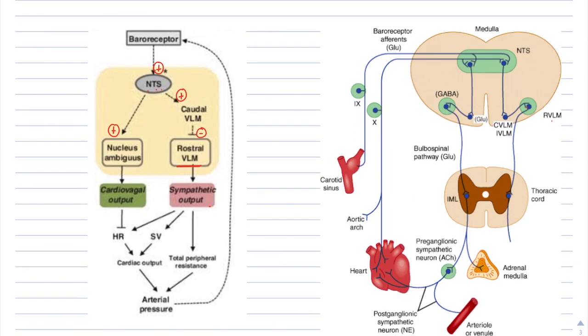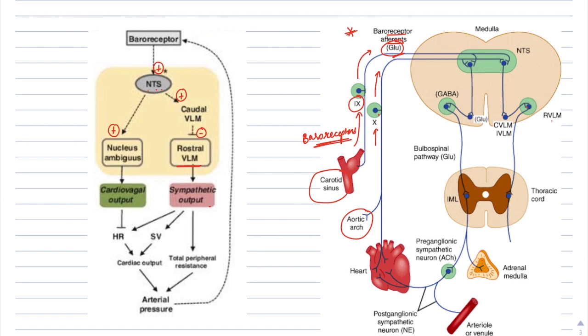So first, looking at the right-sided diagram, there are baroreceptors in the carotid sinus and the aortic arch. The carotid baroreceptors take their afferents through the ninth, that is the glossopharyngeal nerve, while the baroreceptors in the aortic arch take their afferents through the vagus nerve, that is the 10th nerve. The baroreceptor afferents contain glutamate as a neurotransmitter.